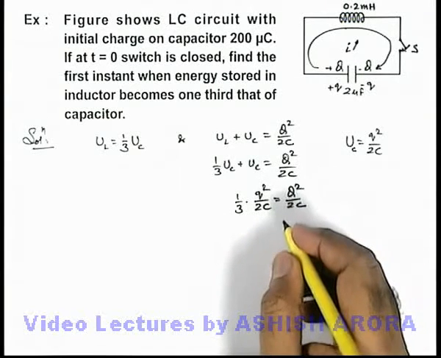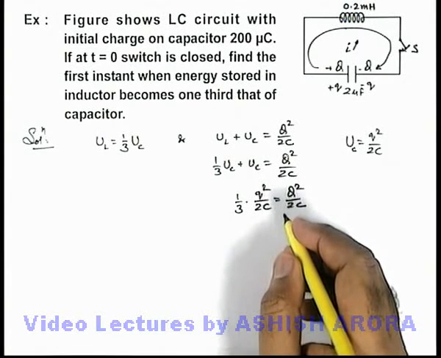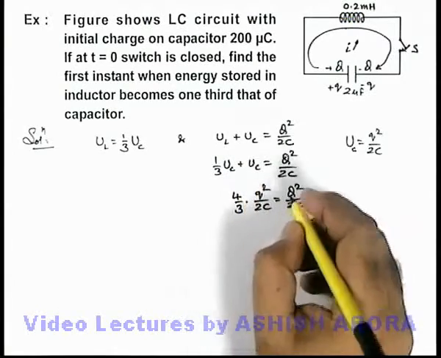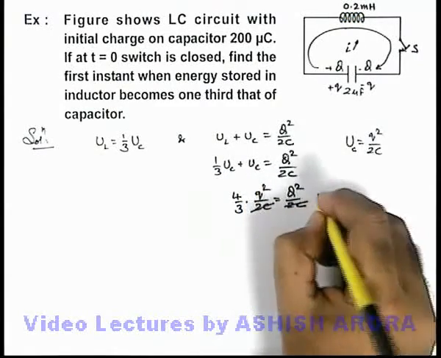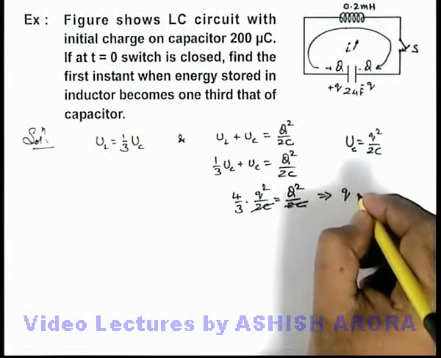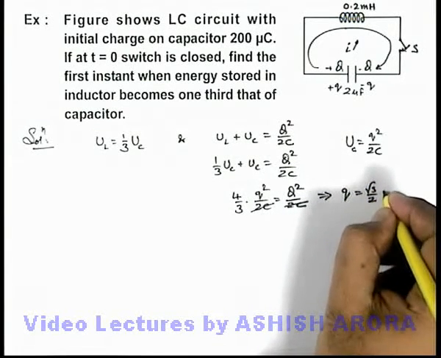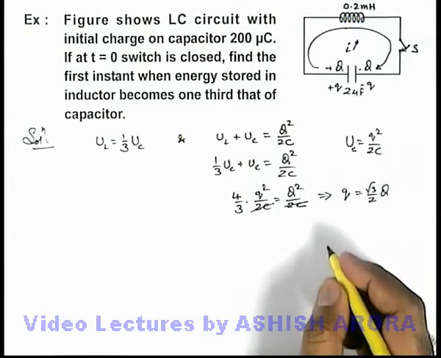And here you can see this will be 4 by 3 because it is 1/3 plus 1. So in this situation, this 2C gets cancelled out and we get the charge on the capacitor equal to root 3 by 2 times the initial charge on the capacitor.